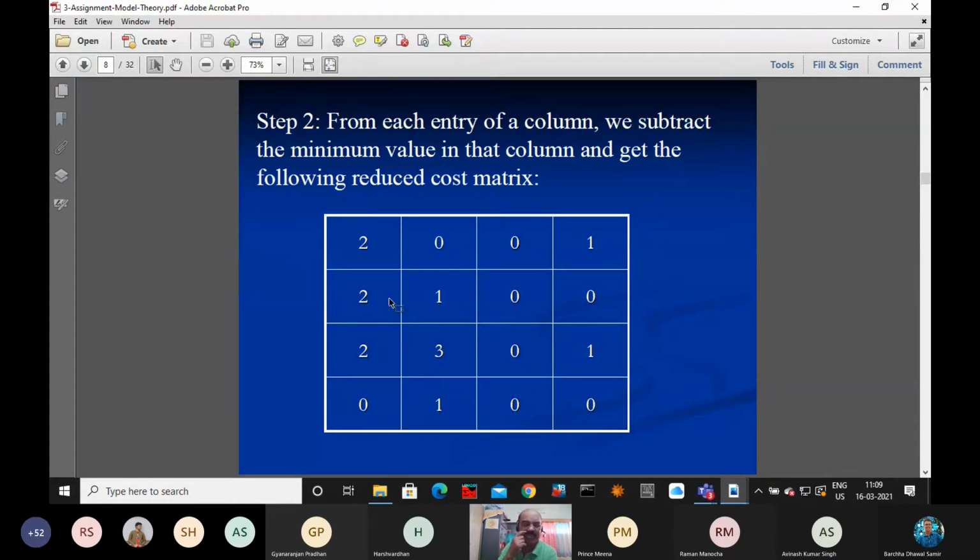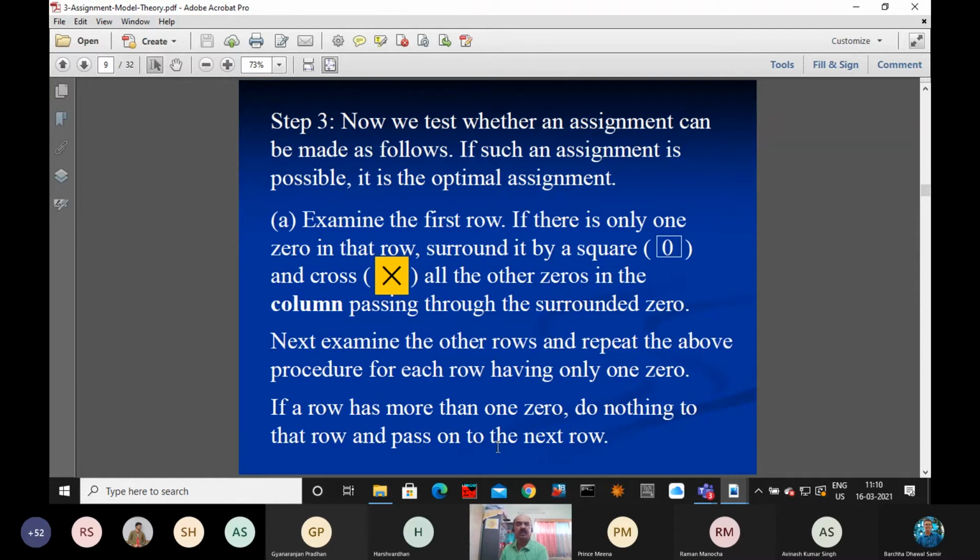Similarly, so second one. So once you find there is a 0 in the second row, so which is not assigned, so you put a square around that 0 and cross out all the 0 in the same row and same column. So you repeat for all the row and repeat for all the columns in this manner. The step 3 like that. We now test whether an assignment can be made as follows or not. If such an assignment is possible, it is an optimal assignment, you can say here.